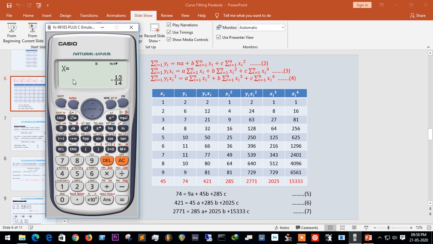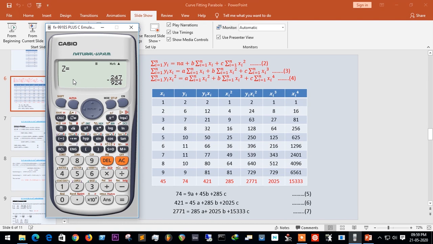We get the value of A as minus 13 by 14. Again enter. B is equal to 3.523. Again enter. C is equal to minus 247 divided by 924. These are the values we obtained for A, B and C.